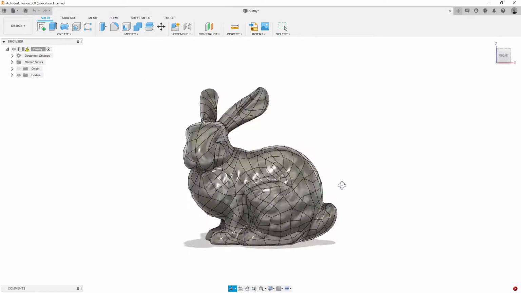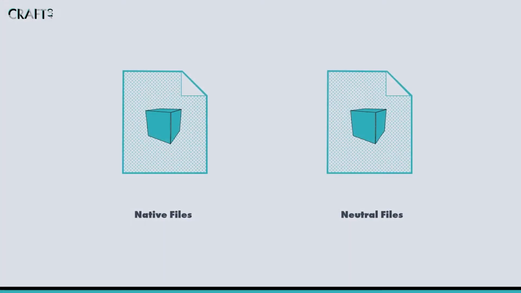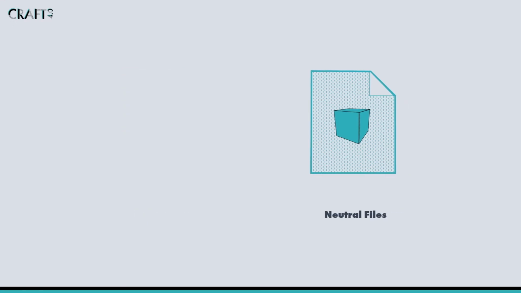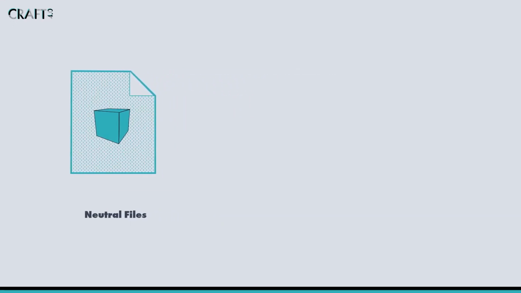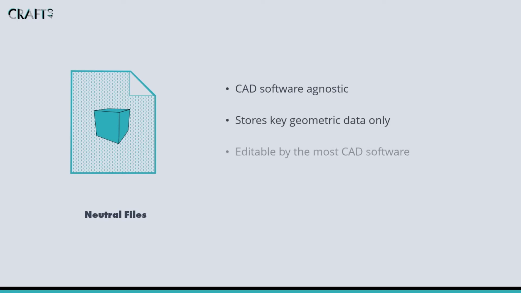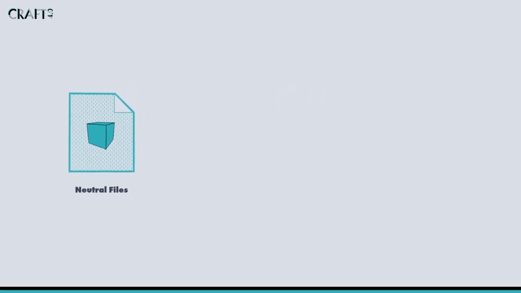To enable sharing between software, neutral file formats are used. These file types do not store as much software-specific data as native file types. Instead, they reduce the information to the key geometric data. There are two main forms of neutral file type.